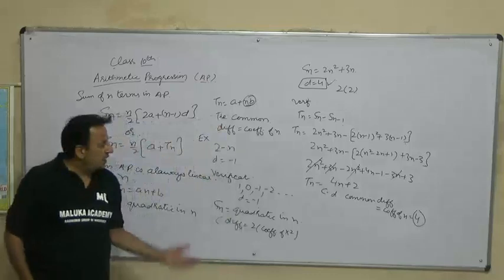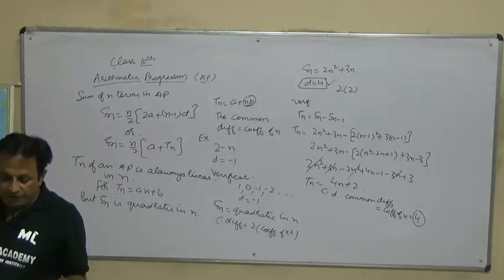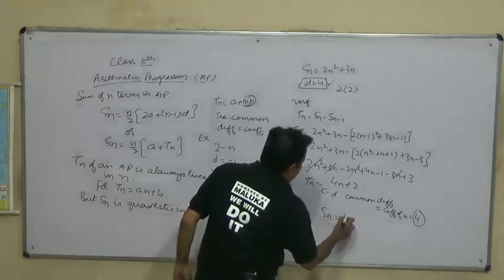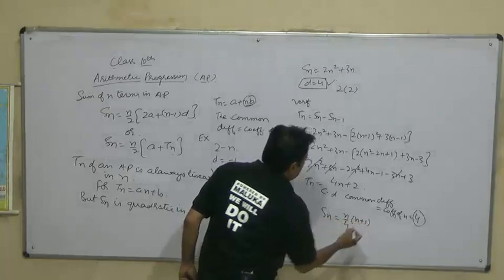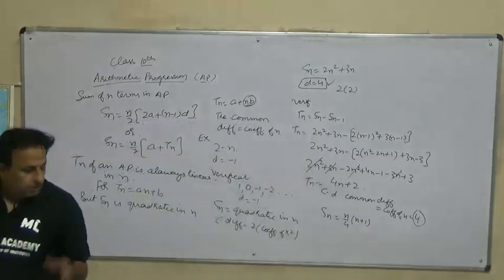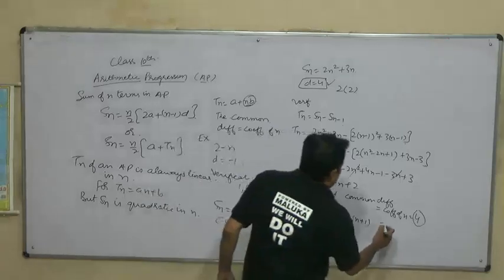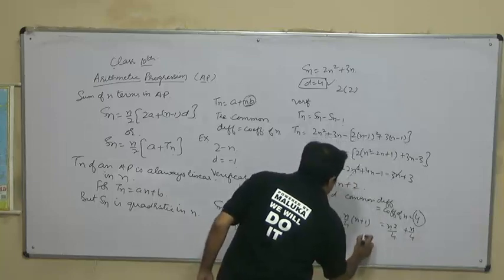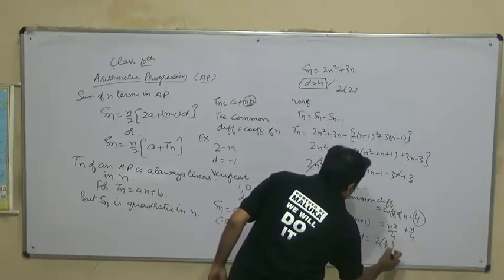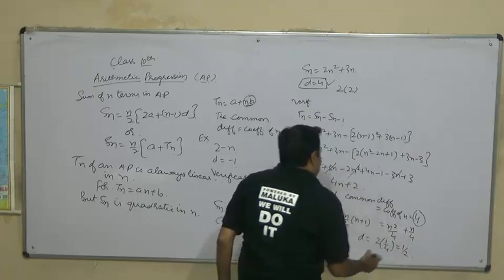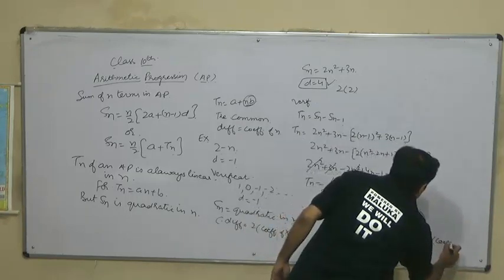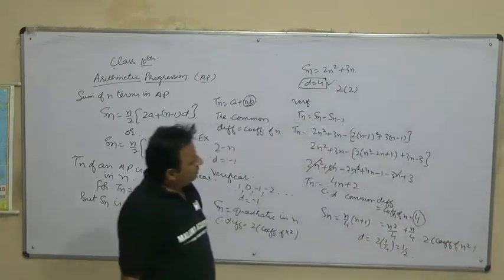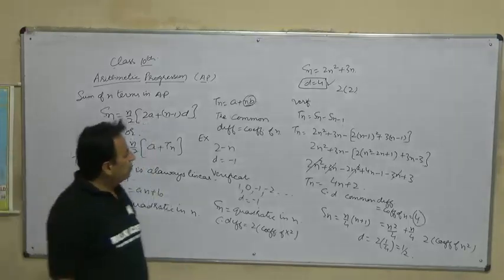Likewise, if you want to find the common difference in this case, Sn is equal to n by 4 into (n plus 1). So this will be equal to n square by 4 plus n by 4. Then d will be equal to twice 1 by 4, which is 1 by 2. That is twice the coefficient of n square. The coefficient of n square is 1 by 4. So 2 into 1 by 4 is 1 by 2. So this will be your answer.